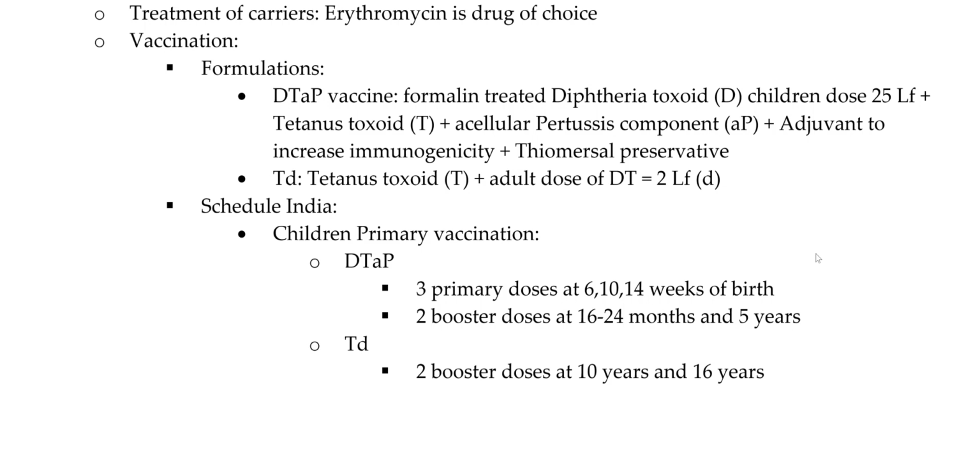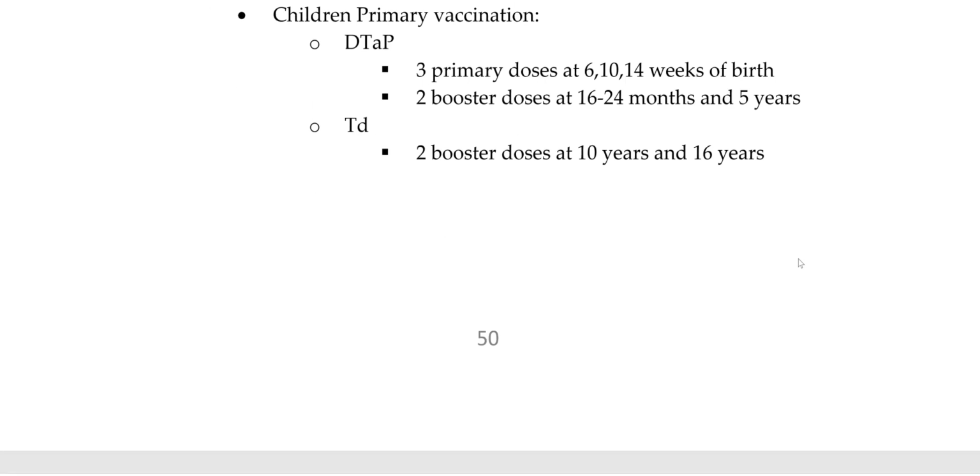One is given at 6 weeks, another at 10 weeks and 14 weeks. And then we give two booster doses. One is between 16 to 24 months and another is at 5 years. Then we give two more booster doses, but here the vaccine we will use is T small d, that is TD vaccine. One is at 10 years and another is at 16 years. So in total, if you see, we give seven doses of vaccine for diphtheria prevention, because it is very common in India. That's why we want to ensure that the person is immunized properly against this infection.